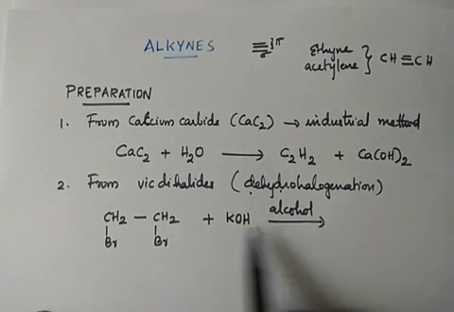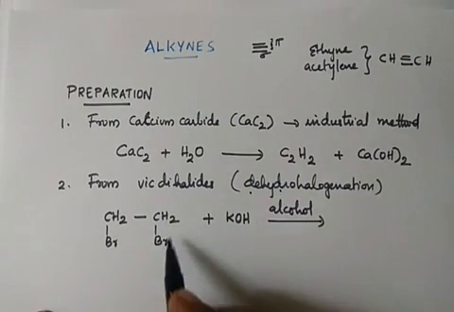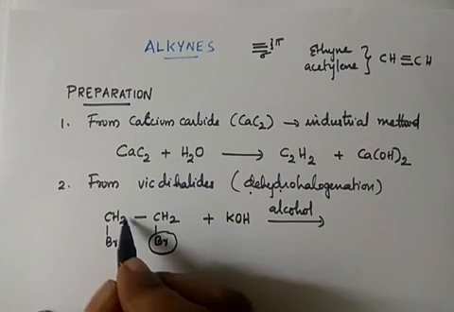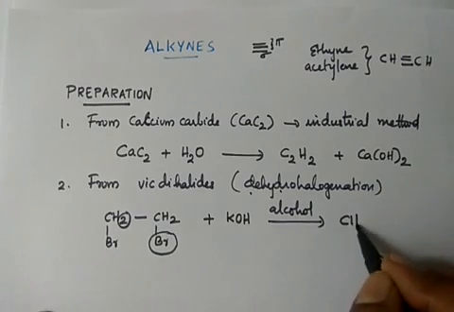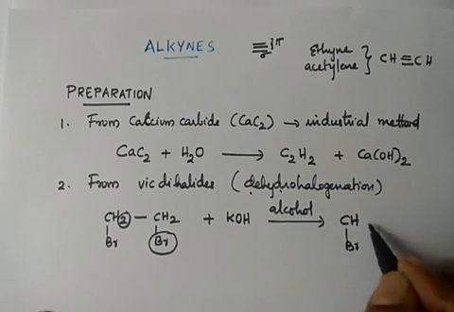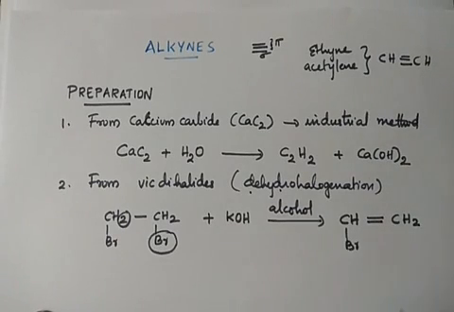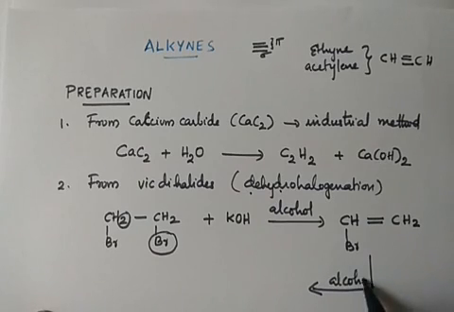So on treating with alcoholic KOH, first a molecule of hydrogen and a halogen is eliminated. Here one halogen, and from this a hydrogen, is eliminated. So the product obtained is CHBr double bond CH2. Again, this is made to react with an alcoholic solution of potassium hydroxide.